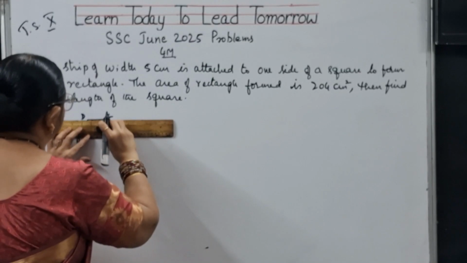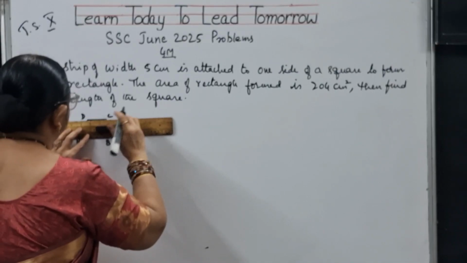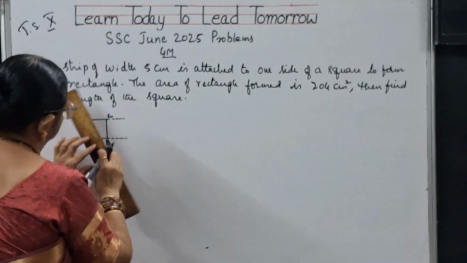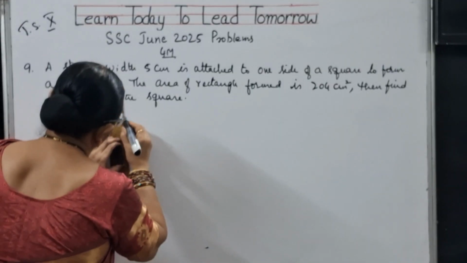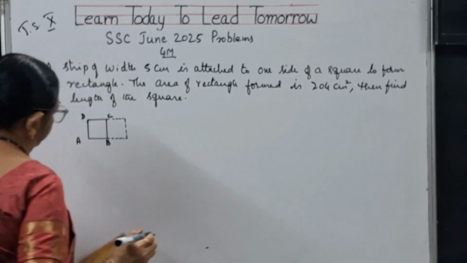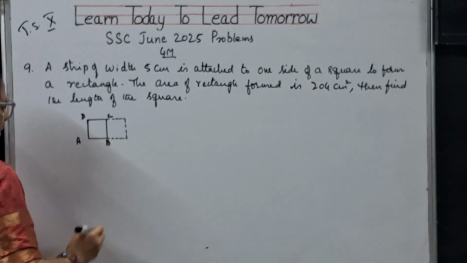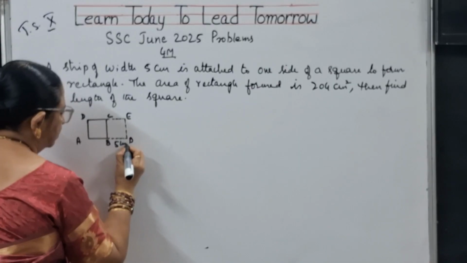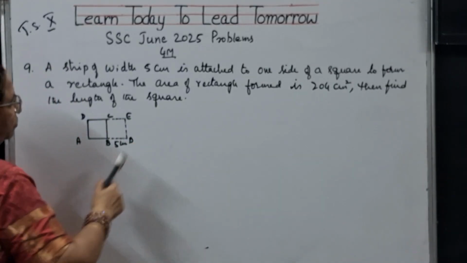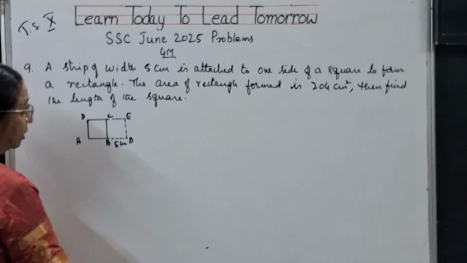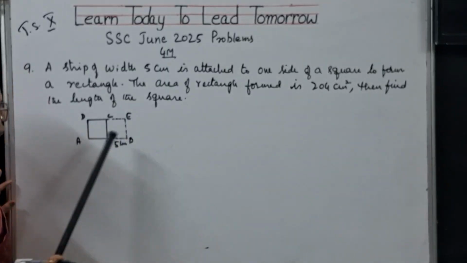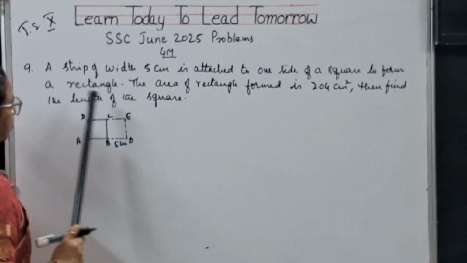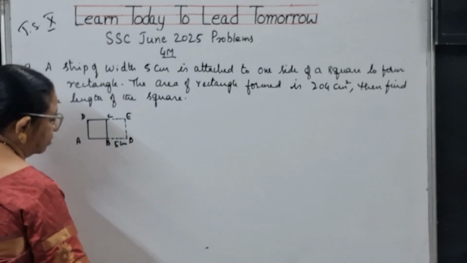Another strip of 5 centimeters. This is the strip they have added. Let me call it D and E. This is 5 centimeters. It is added to it. Now the question is, the area of the rectangle formed is 204. So now this is a rectangle. Its area is 204 square centimeters. Then find the length of the square.